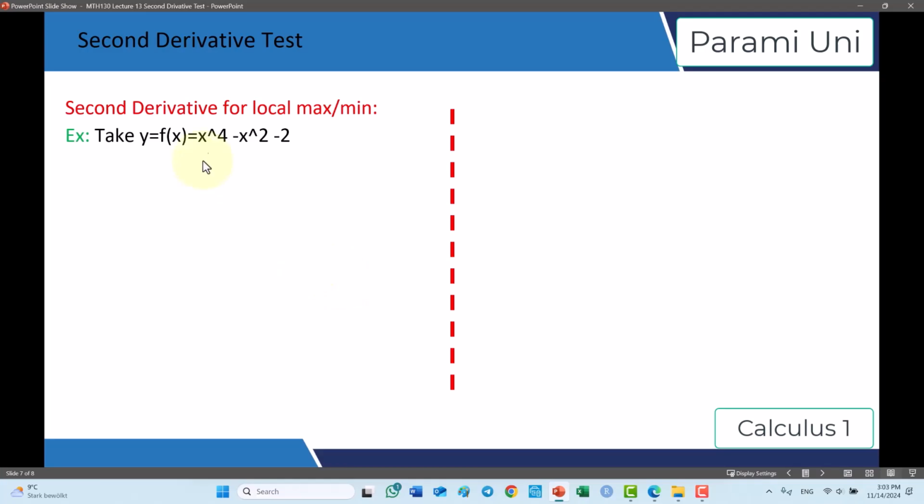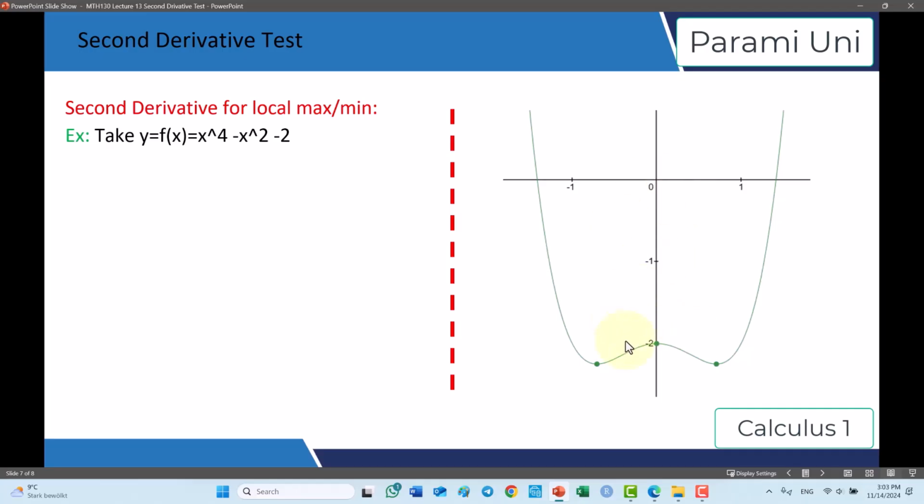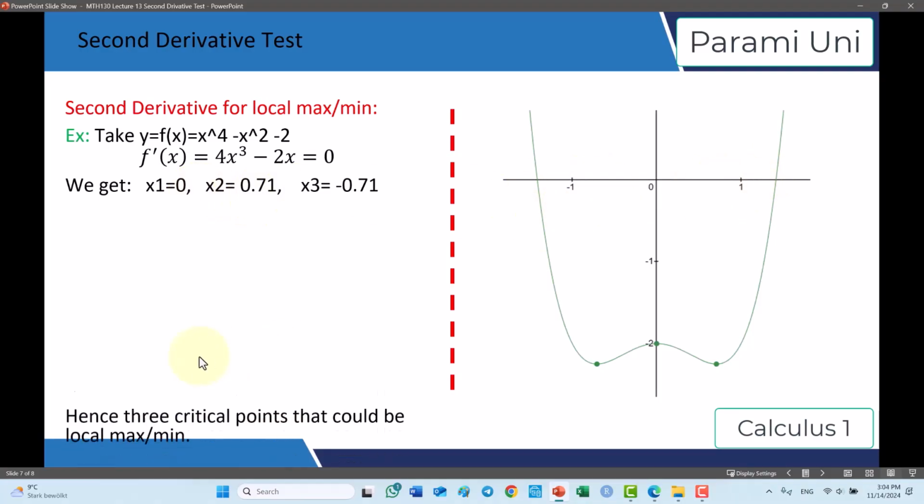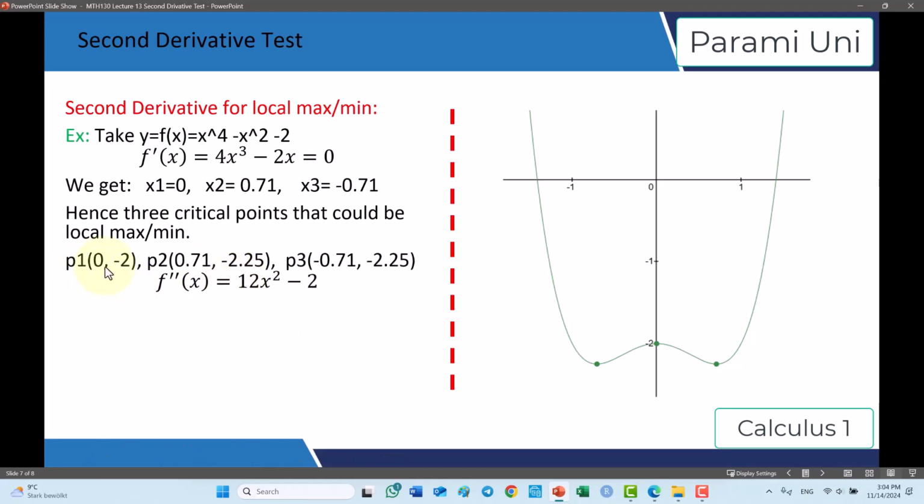As the next example, take the function y is equal to f of x, x to the power 4 minus x squared minus 2, which is this function here. From the graph, we can see that this function has a local minimum here, a local maximum there, and a local minimum there. To find the location of these critical points, we take the first derivative, 4x power 3 minus 2x, let it be 0 and solve it for x. We get three solutions: 0, 0.71, that's here, minus 0.71, that's there. Find the corresponding y values, that's p1 is (0, minus 2), (0.71, minus 2.25), (minus 0.71, minus 2.25). These are the three critical points.